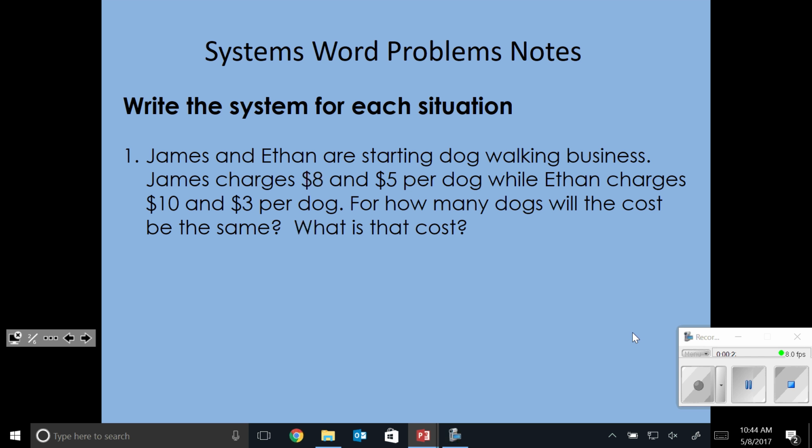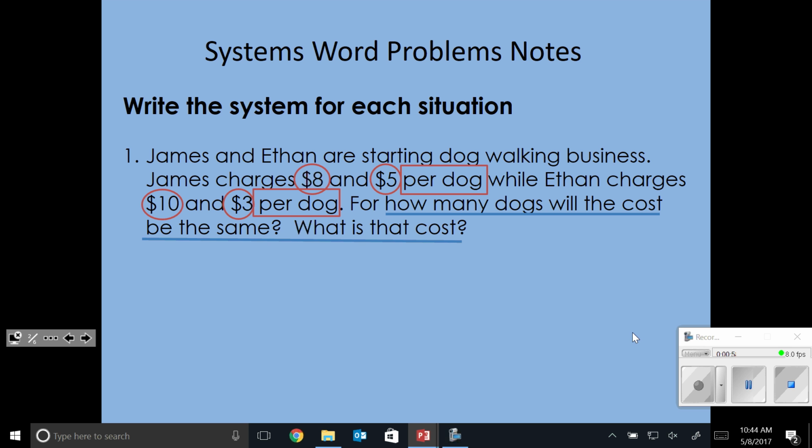So question number 1. James and Ethan are starting a dog walking business. James charges $8 and $5 per dog, while Ethan charges $10 and $3 per dog. For how many dogs will the cost be the same? What is the cost? So let's circle the numbers first, and then let's underline the questions, and box important information.